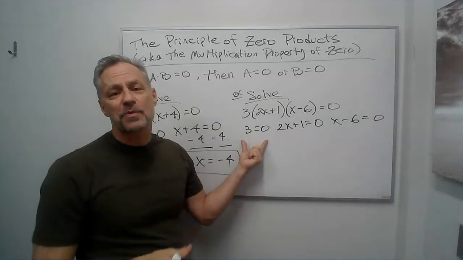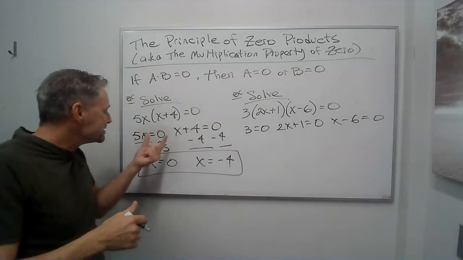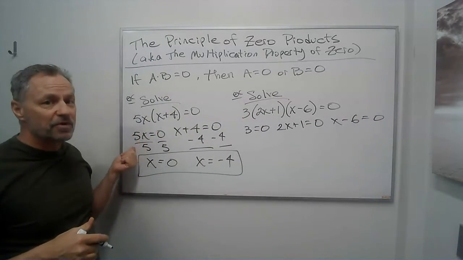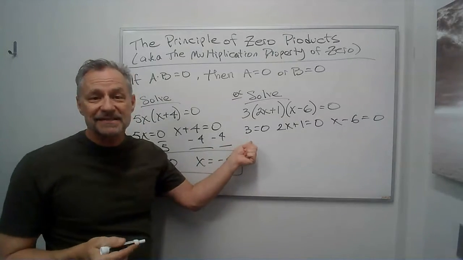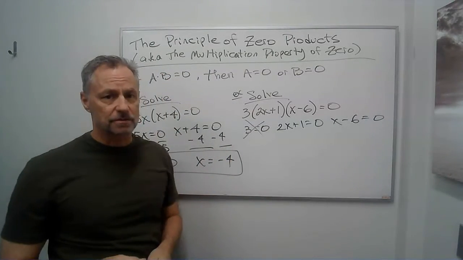Now, first of all, we know 3 can't equal 0. It's not the same as this 5x. Well, if x is 0, then 5x is 0. Well, 3 is never 0, so that's not going to give us a solution.